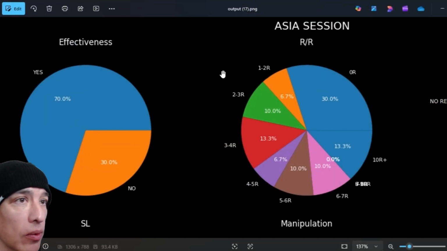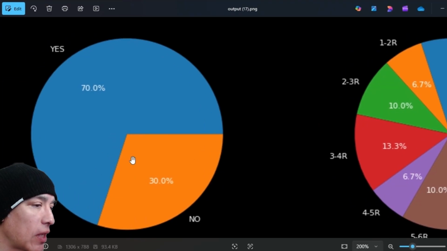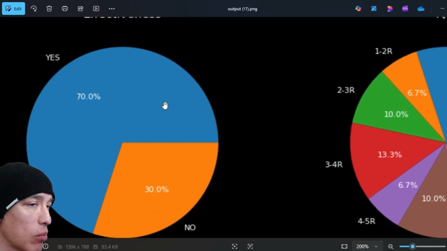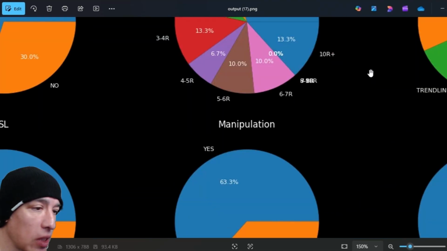So here we go. How effective was this strategy during the Asia session, using Bitcoin as the asset to trade for those 30 days? 70% of the time it did work, 30% of the time it did not. So you have to keep these numbers in mind. It's not perfect. Sometimes it goes against you and does not work, but the majority of the time it does, and that's all that matters. Now, how big is the bounce? Let's go over that towards the end here.